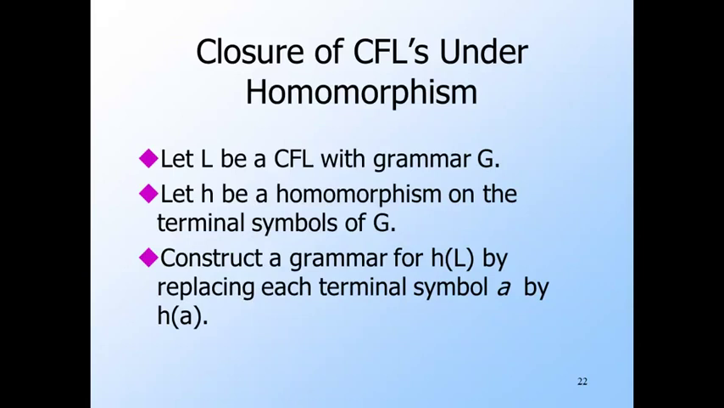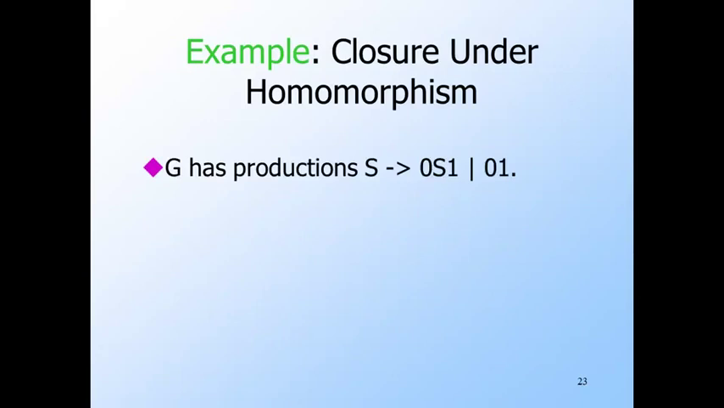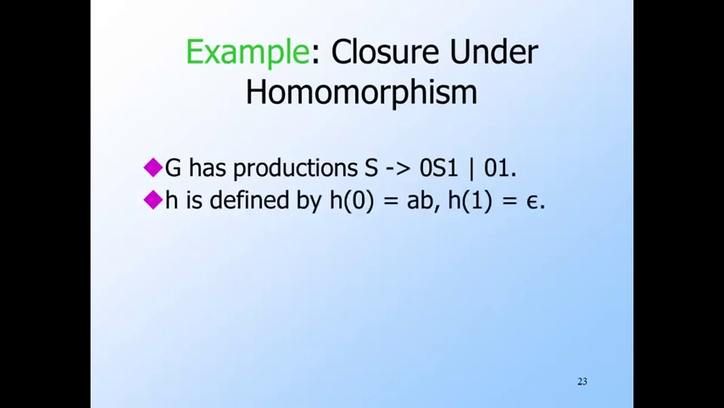To prove closure of the context-free languages under homomorphism, let's start with a grammar G for a language L and let H be the homomorphism on the terminal symbols of G. Then H of L has a grammar that we can construct by replacing each terminal A in the body of any production of G by the string H of A. So for example, here G is our customary grammar for 0 to the n, 1 to the n. And here's our usual example of a homomorphism.